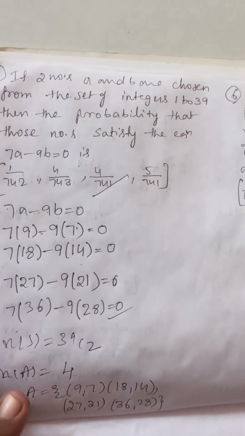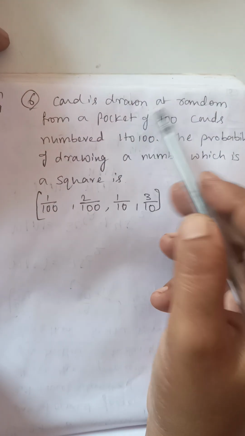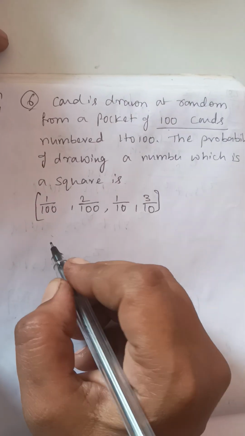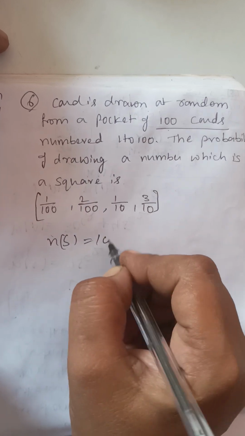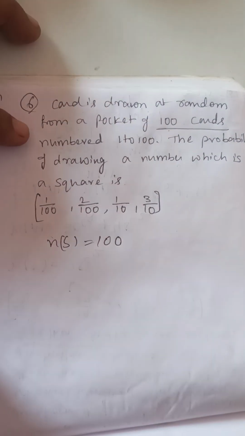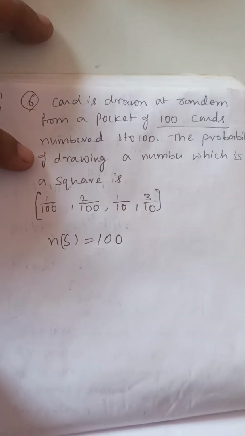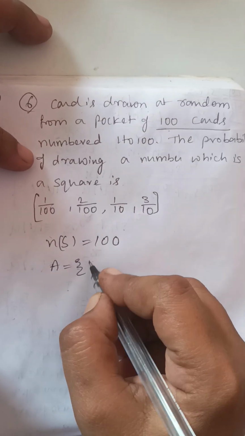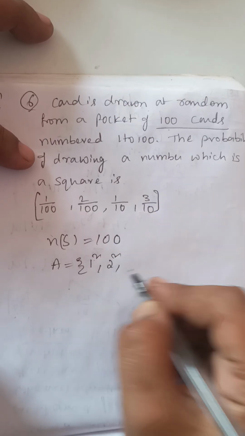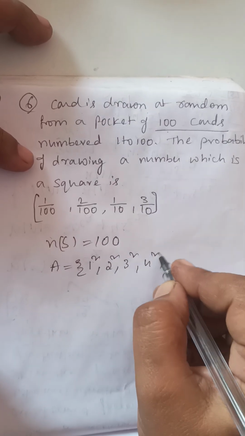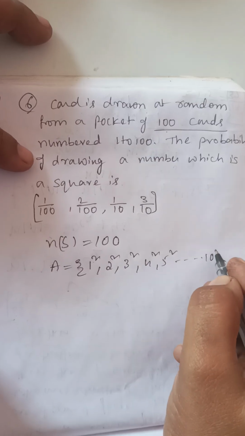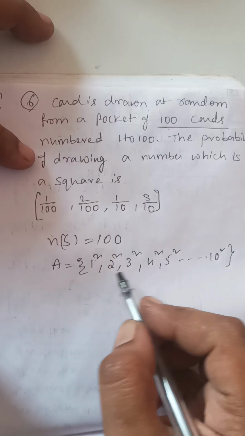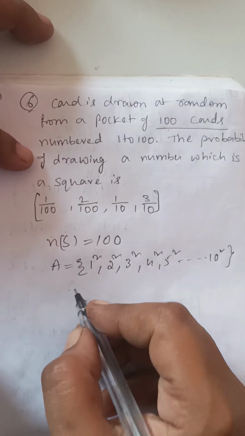4 by 741. A card is drawn at random from a pocket of 100 cards. So totally there are 100 cards, so n of S equal to 100. There are 100 cards numbered 1 to 100. The probability of drawing a number which is a square is: out of 100 we have the squares. 1 square we have, 2 square is 4, 3 square, 4 square, 5 square, up to 10 square, because 10 square is 100. So these are the squares we have in the 1 to 100 cards.